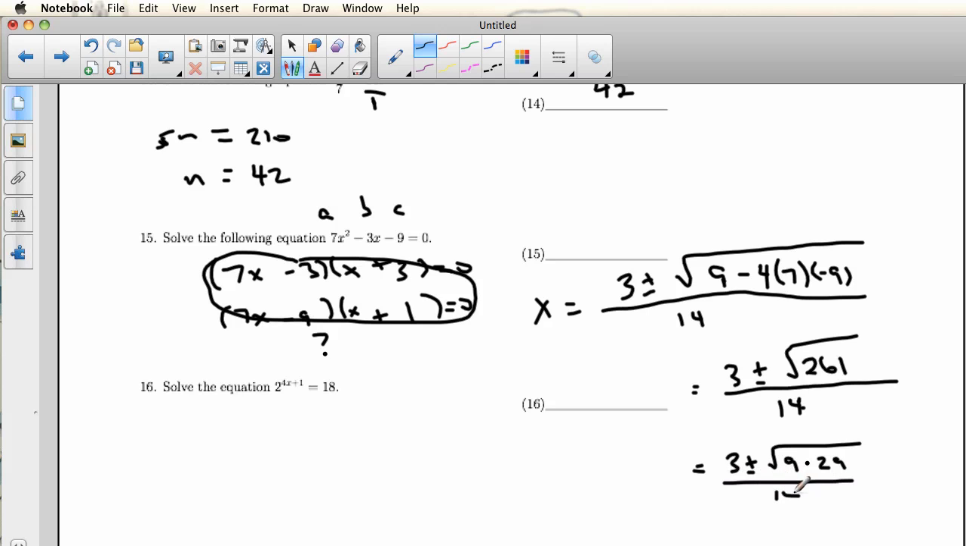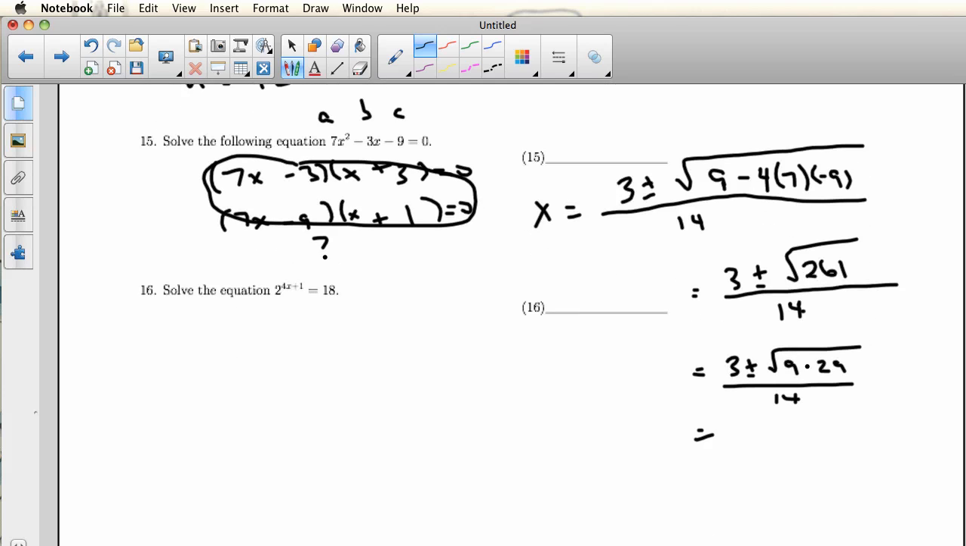And the reason that helps is that when we have the square root of a product, that's really just the product of the two square roots. So the square root of 9 can be separated, and the square root of 9 is 3. So this is exactly the same thing, but as you can see, since there's no factor of 3 in the denominator, it doesn't really simplify the problem. But those are the two solutions.